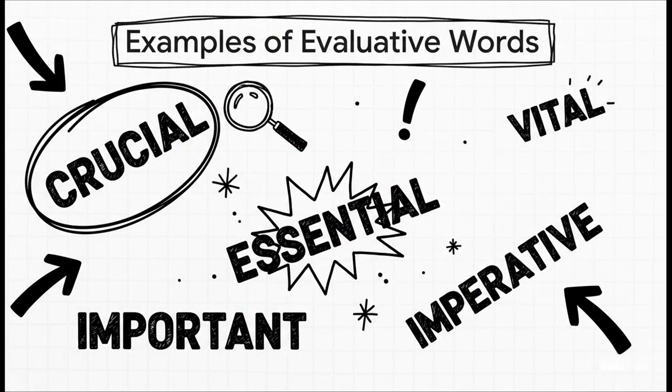Yeah, words like crucial, vital, essential. These aren't just neutral descriptions, are they? They scream, this is important, pay attention. So when you're reading and you see one of these words, it's a huge clue. It's pointing right at the writer's opinion and what they're trying to convince you of. Spotting these is like getting free points on the test.